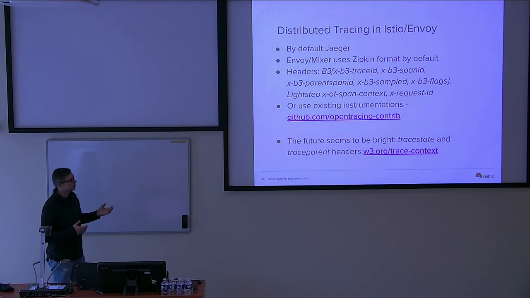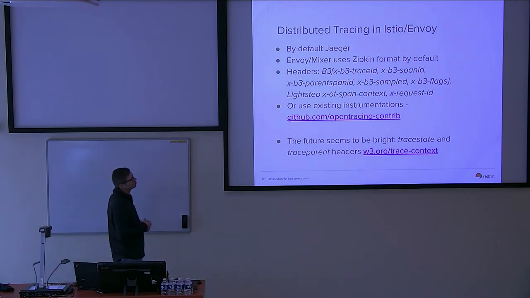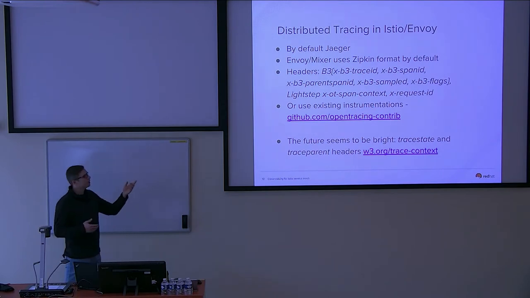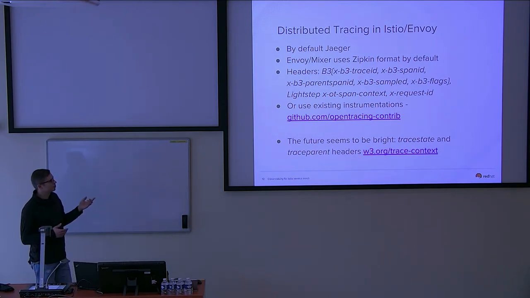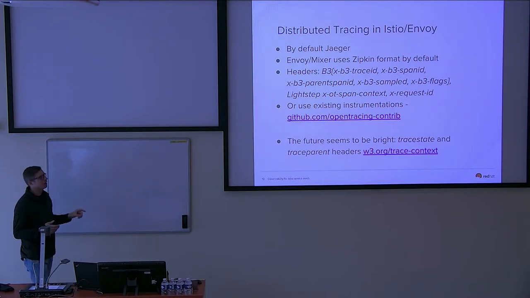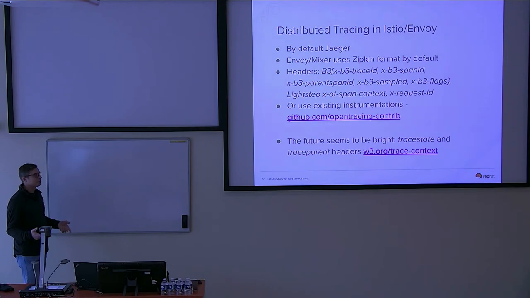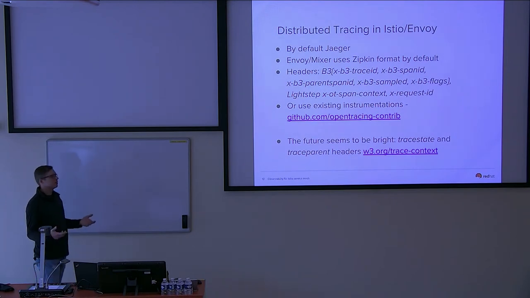So headers, your application has to propagate this set of headers. It's actually called B3 protocol. It comes from the Zipkin project. There are also these two additional x-ot-span headers. I think those are from Lightstep. It's because Envoy initially was using Lightstep Tracer, which is a commercial vendor of tracing.